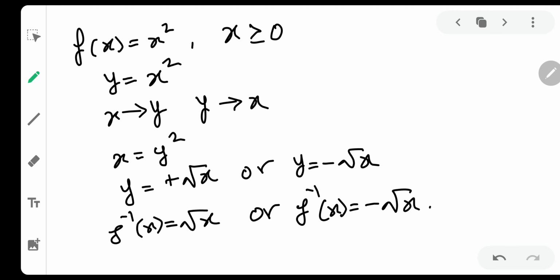Okay, this is the way of doing it. What you do, first replace x by y, then y by x, then find out y. Then whatever y you find out becomes your f inverse x. But why are there two values?